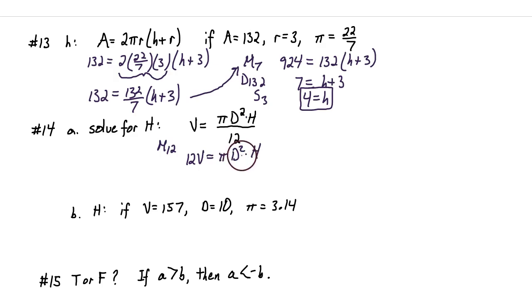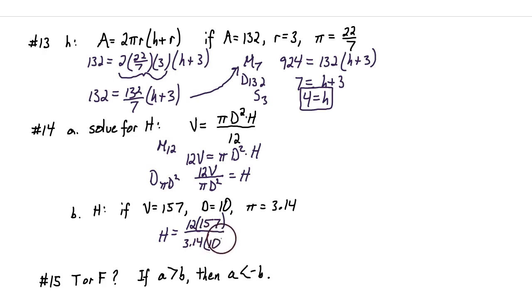The pi and the d squared are both being multiplied by the h, so to remove them, you divide by them. Let's divide by pi d squared. This creates 12v divided by pi d squared, and that is equal to h. So we've solved for h. Now in part B, let's fill in values for the other letters to find h. For the capital V, fill in 157. For pi, fill in 3.14. For d, fill in 10.